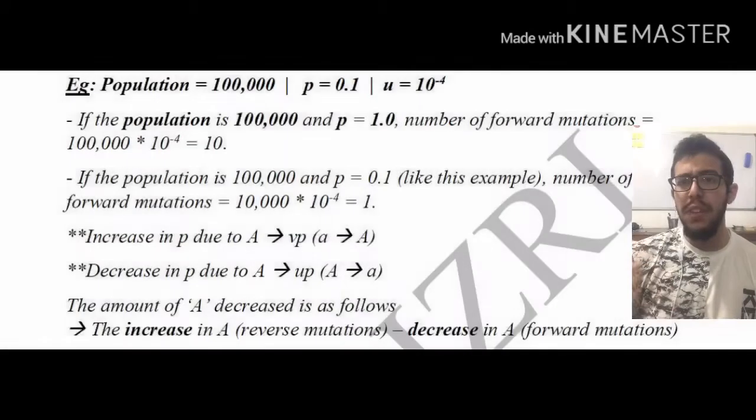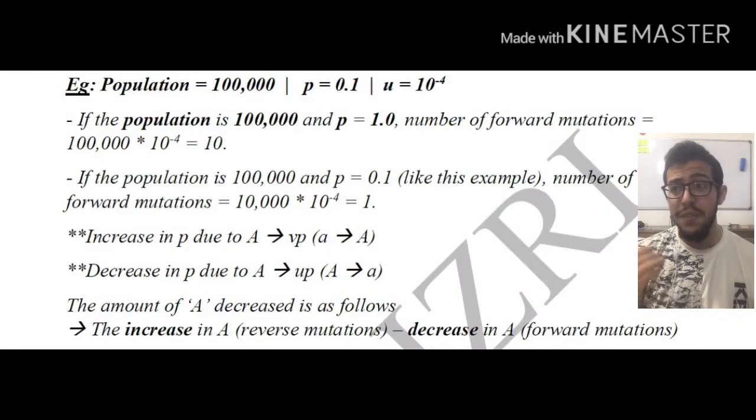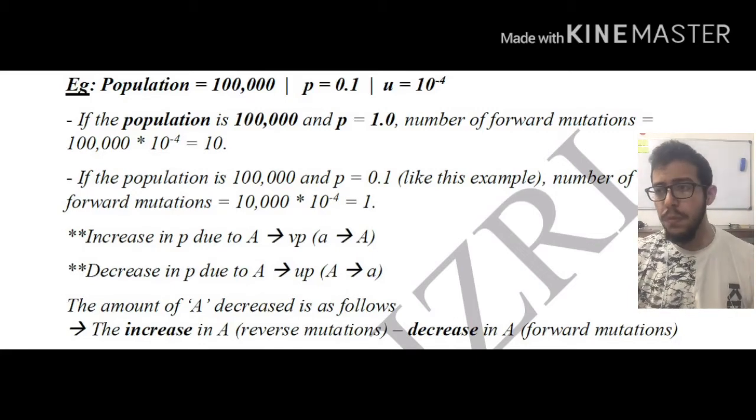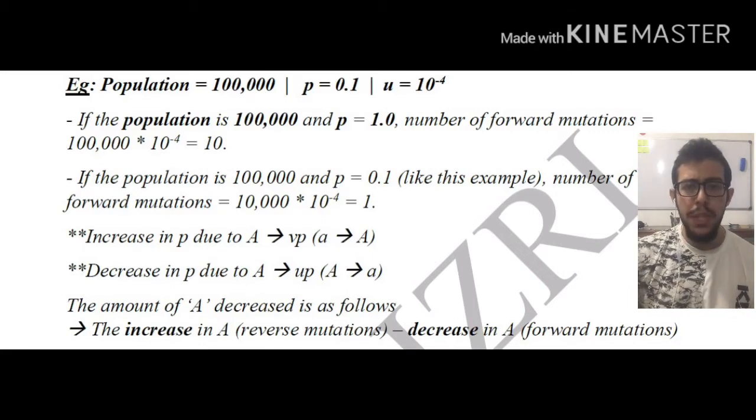In this example, we've got a population of 100,000 individuals. We've got a frequency of our allele at 0.1, and the forward mutation rate U is 10 to the power minus 4. By the way, we're going to get to the unit later on.